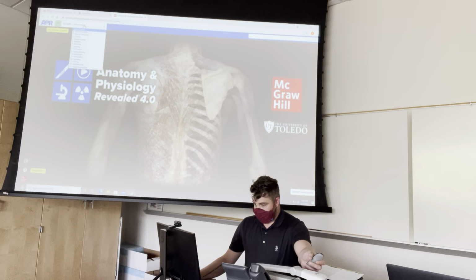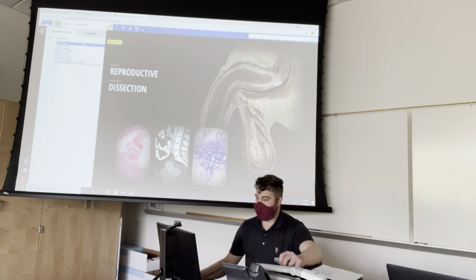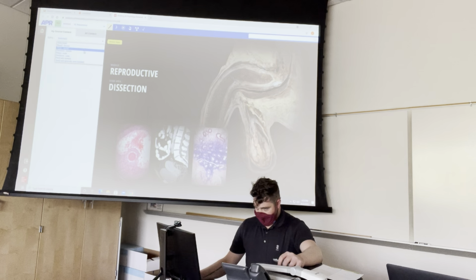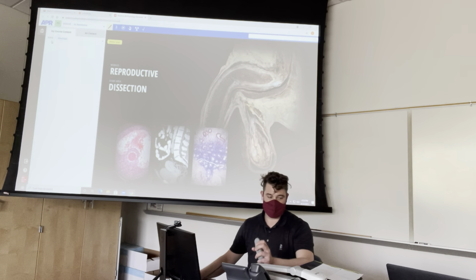And APR in the reproductive module has a lot of different topics. They have female breast and pelvis, male and female perineum, male pelvis, as well as penis, scrotum, and the testes, and spermatic cord isolated. So a lot of really good views for the structures we're looking at.